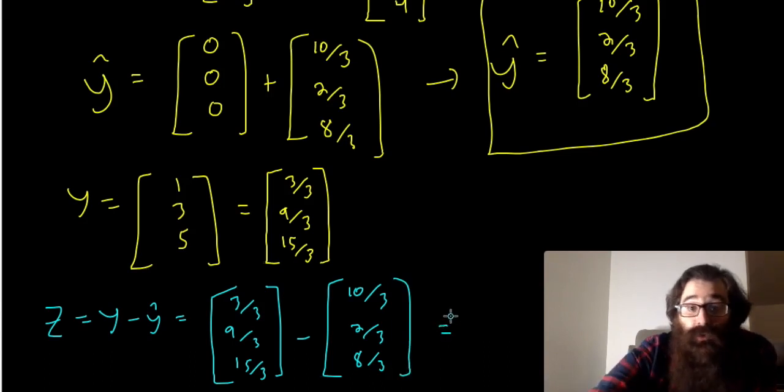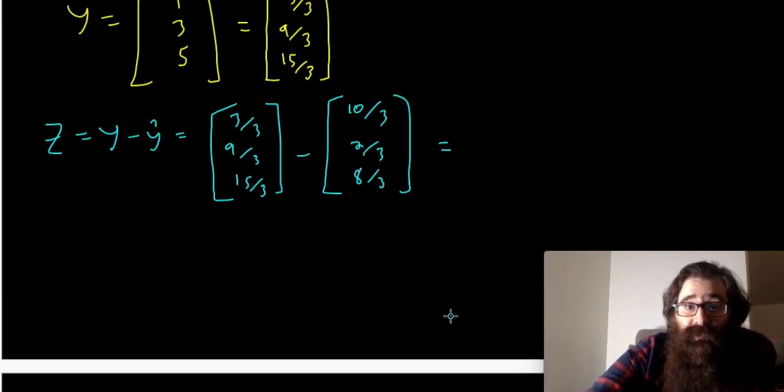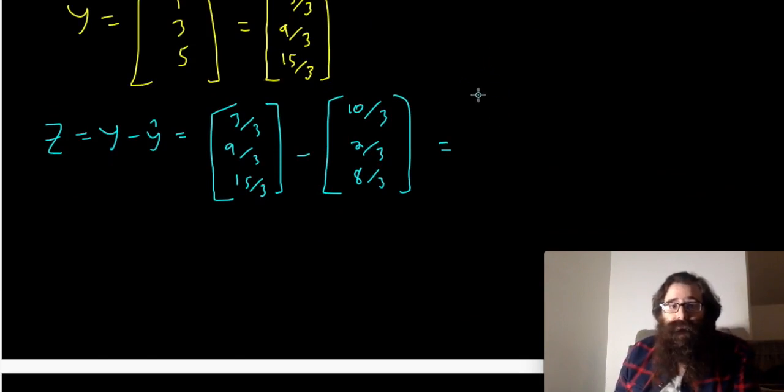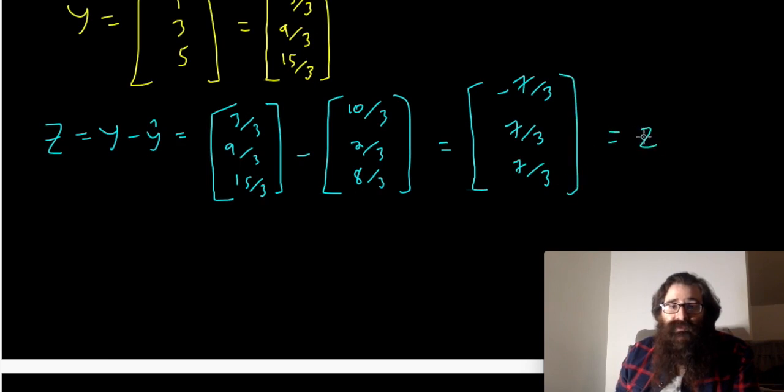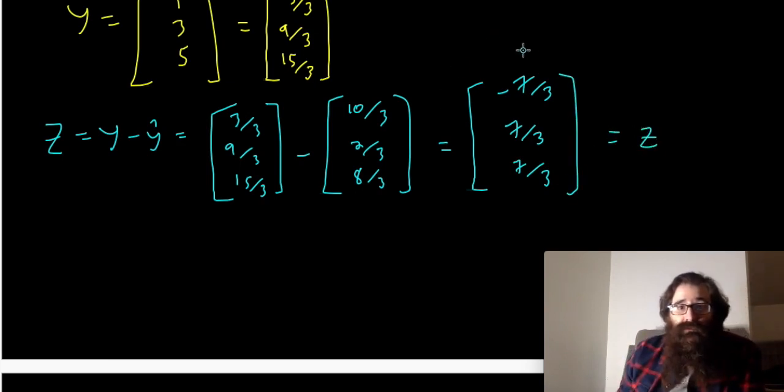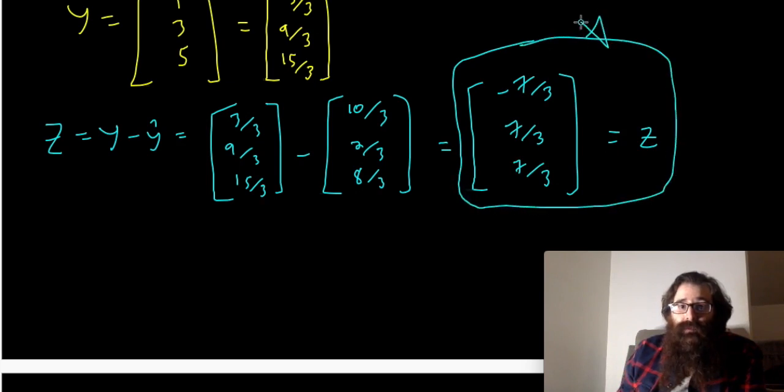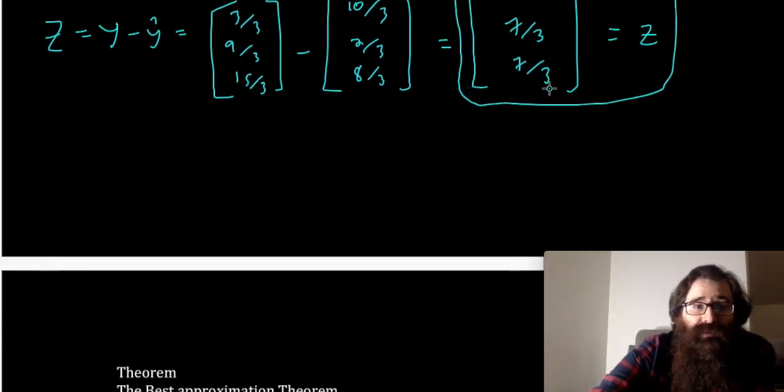I can do this. So, hey, if you like subtracting vectors, now is your chance. We're going to do it. 3/3 minus 10/3 is going to give me negative 7/3. 9/3 minus 2/3 is going to give me positive 7/3. And 15/3 minus 8/3 is going to give me positive 7/3. And this is vector z. I'm going to circle box this one too, and it deserves a star as well. And these are the two pieces.